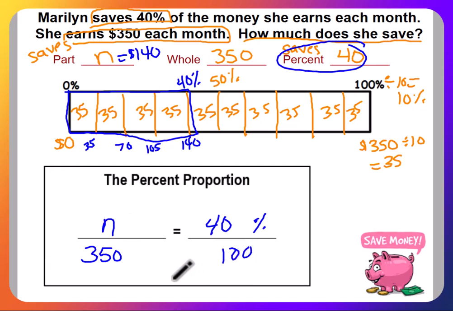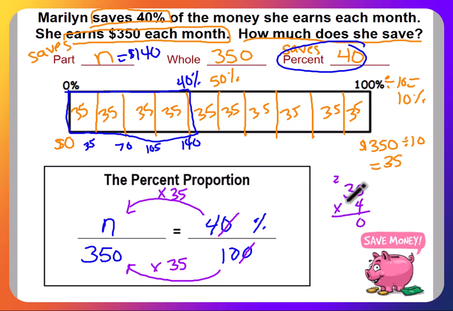I can't turn 100 into 350, but I can simplify the 40 over 100. And my little shortcut trick, since they both end in a 0, I can cross off the 0, and that's the same as dividing by 10. Now, can I turn the 10 into 350? Sure, I can multiply by 35. Do the same thing here. Multiply 4 by 35. If you need to do the math off to the side, do it. 35 times 4 is 140. And it equals $140. It's a dollar sign, which is what we got right here.